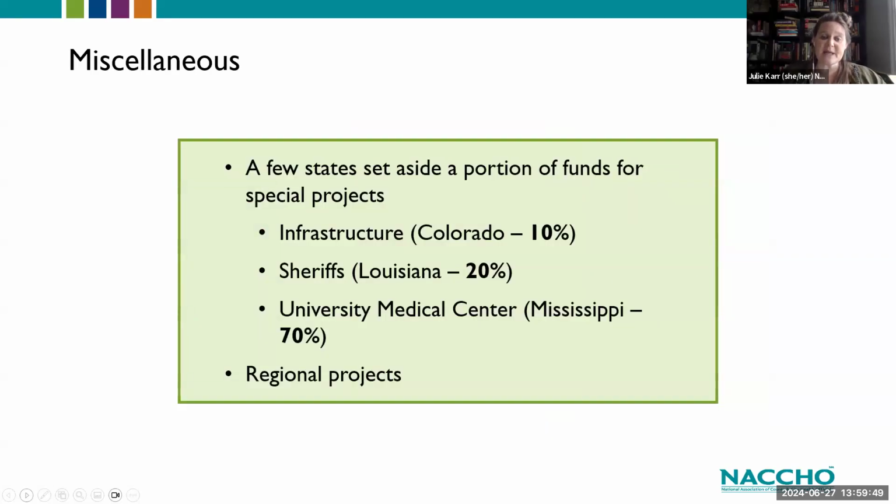Some states also set aside a portion for special projects. So in Colorado, about 10% is going to infrastructure. Louisiana has sent 20% to the sheriff's office. Mississippi has given a good sizable amount of money to the University Medical Center. And then there are also regional projects. So in Virginia, where I'm at, our abatement fund largely does go to support regional approaches to opioid settlement spending. And that's a big priority of theirs. And we'll move to the next slide.